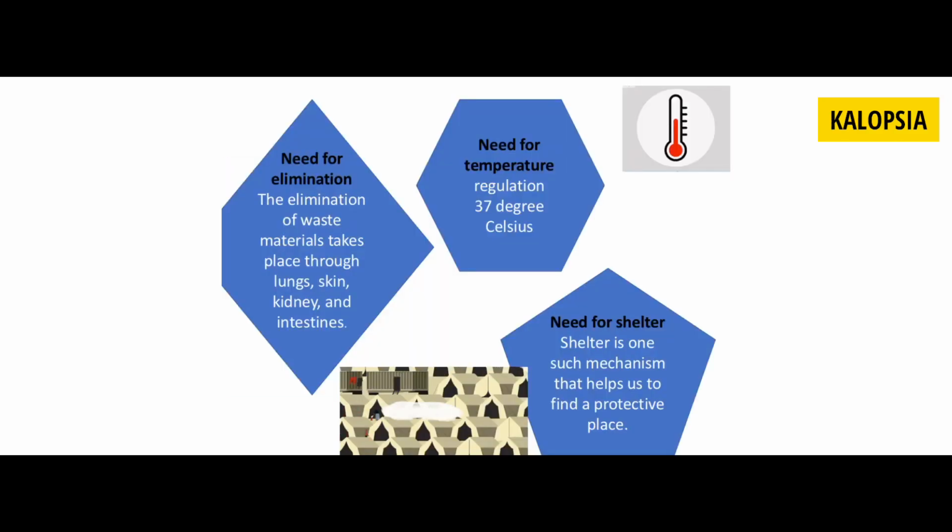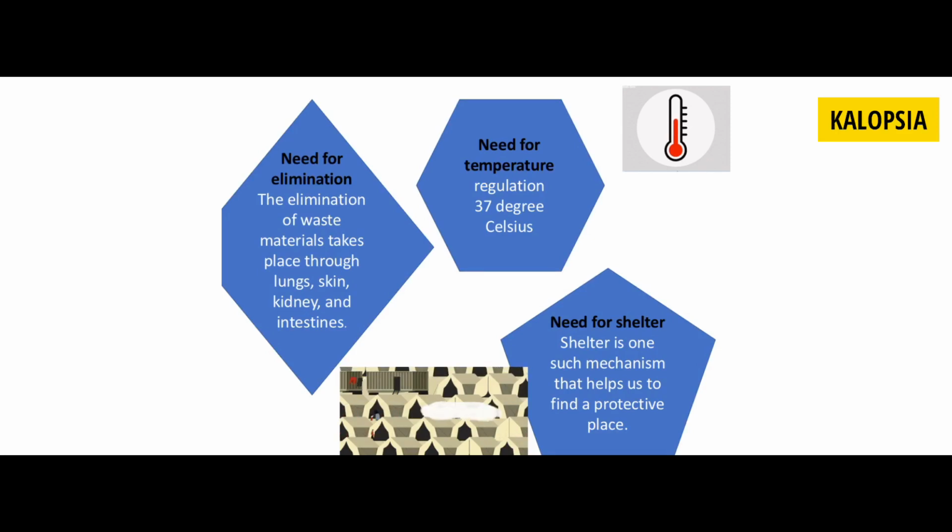Other than the need for thirst, hunger, sleep, and sex as primary motives, we also have need for temperature, shelter, and need for elimination. Need for temperature is regulation of the 37 degrees Celsius. Need for shelter. Shelter is one such mechanism that helps us to find a protective place. We need a home or a shelter to stay. So that is again necessary.